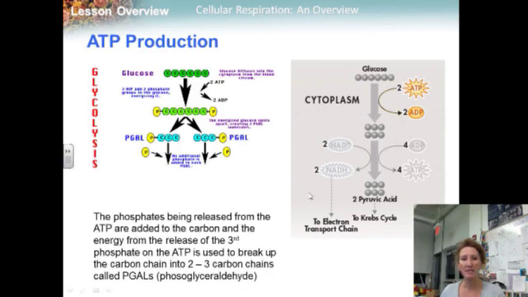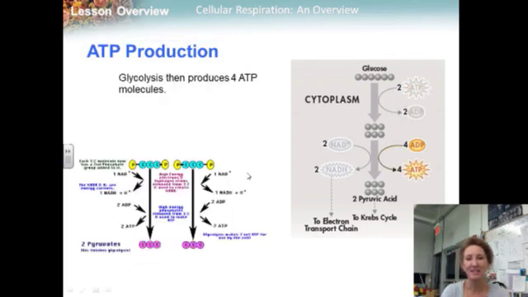The cell deposits 2 ATP molecules into an account, basically, to get things going. This is like the investment phase. So it has to use 2 ATP to get glycolysis started. The phosphates that are released from the ATP actually bind on to the 6-carbon chain, and the energy from that is used to break this 6-carbon chain into two 3-carbons with the phosphates on the end, and these are called PGALs, phosphoglyceraldehyde. Ugh, that's a mouthful.